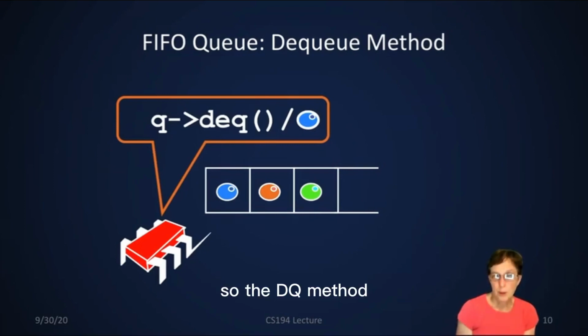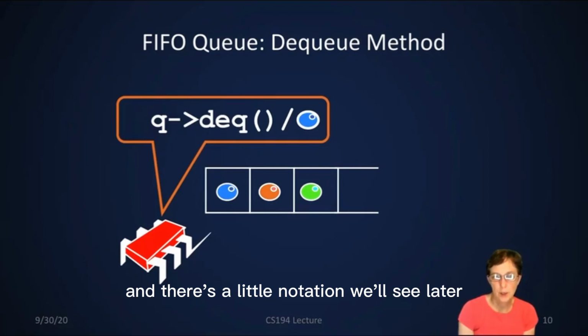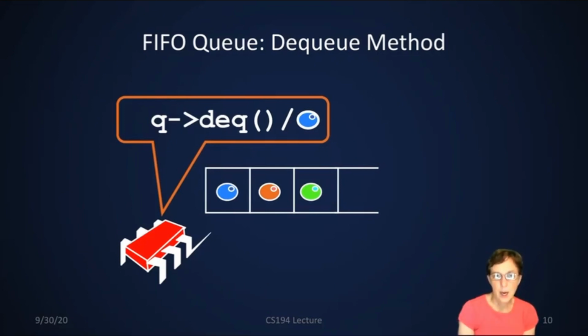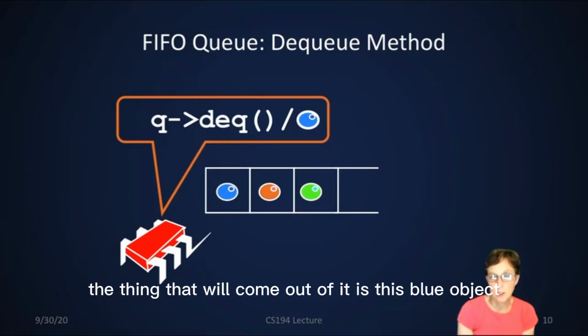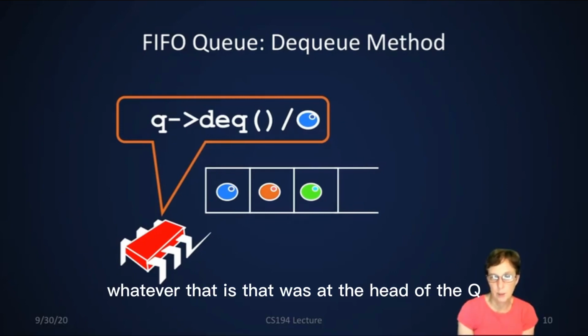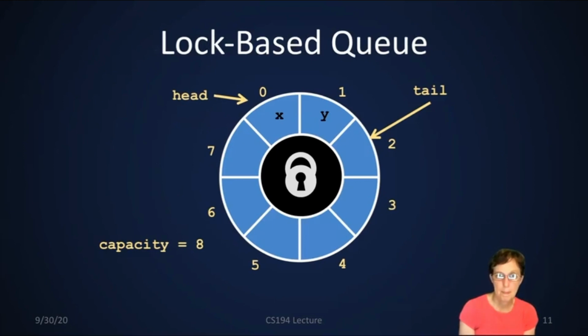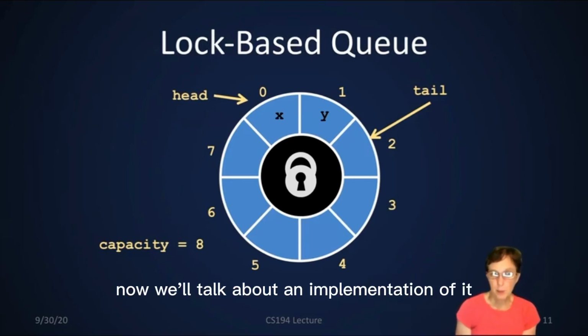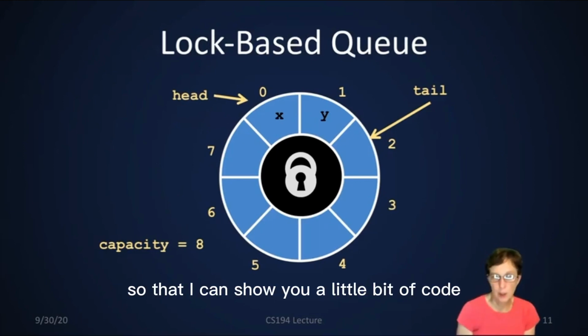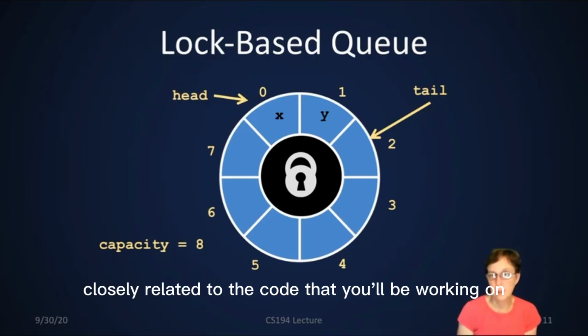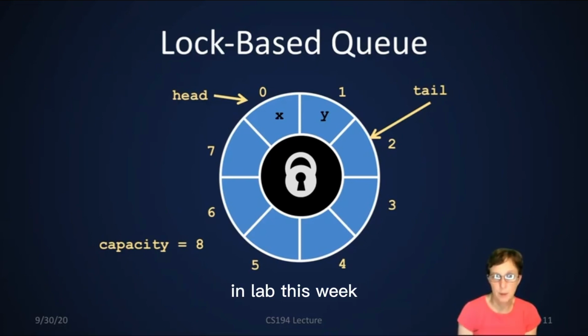And we're going to build on that to try to understand what it looks like in parallel. So the dequeue method, for example, and there's a little notation we'll see later, at least next week. If we do a dequeue operation, we know that the thing that will come out of it is this blue object, whatever that is, that was at the head of the queue. Now we'll talk about an implementation of it so that I can show you a little bit of code, and it's closely related to the code that you'll be working on in lab this week.